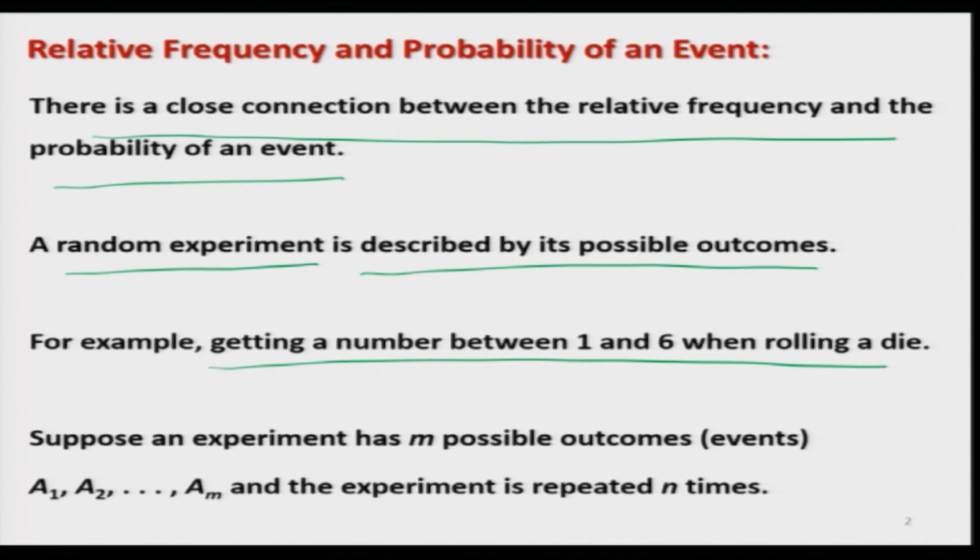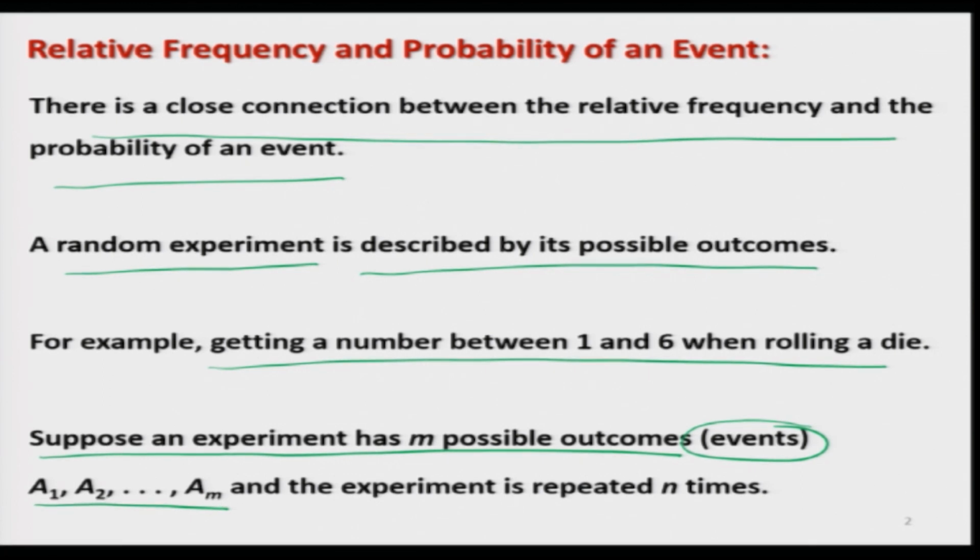Similarly, suppose there is an experiment which has m possible outcomes. Obviously, these outcomes are going to be called events. So let A1, A2, ..., Am be our events.